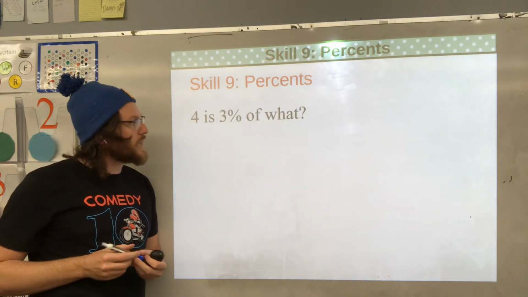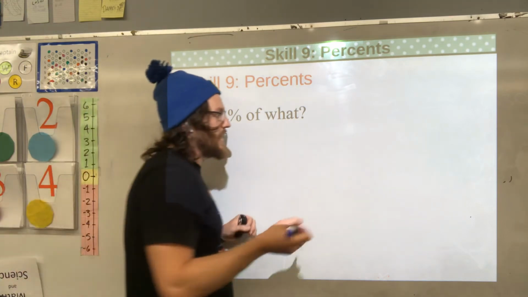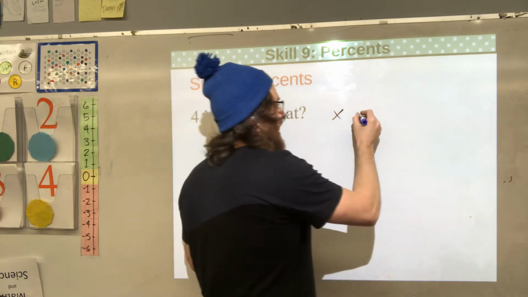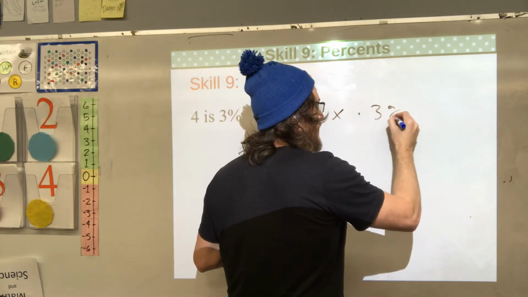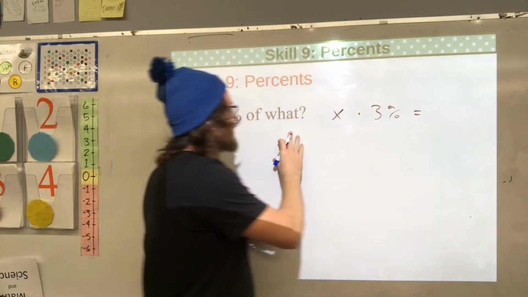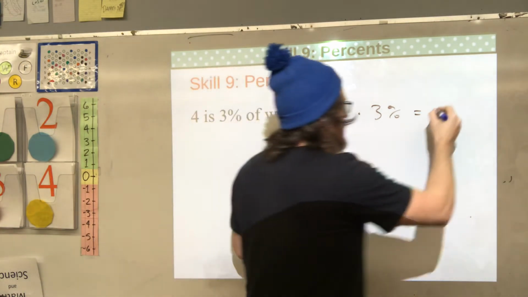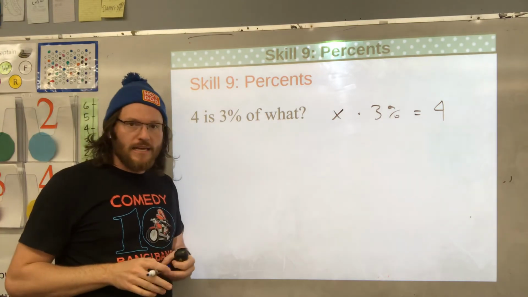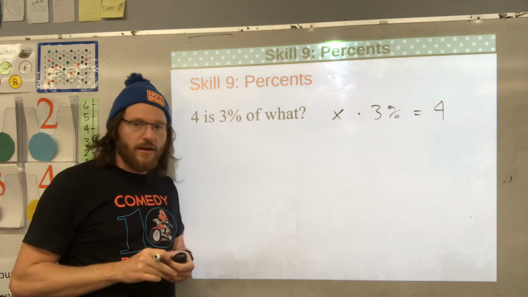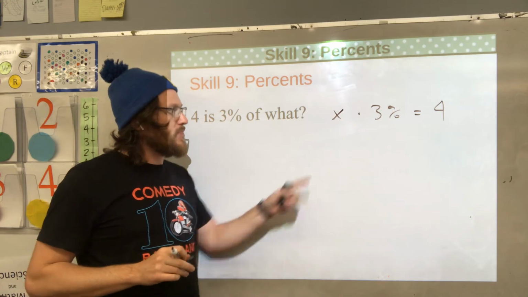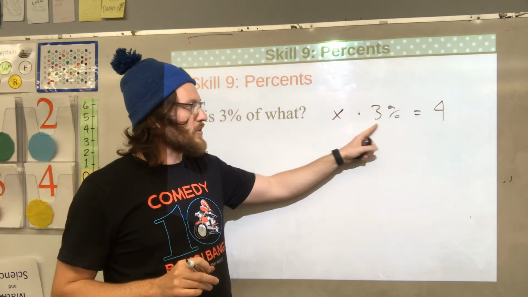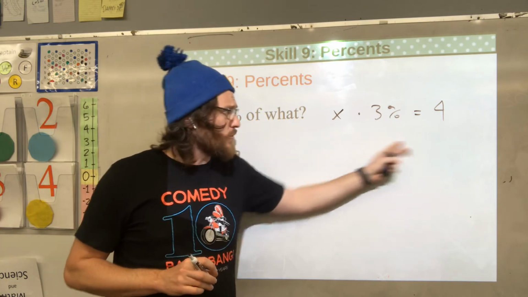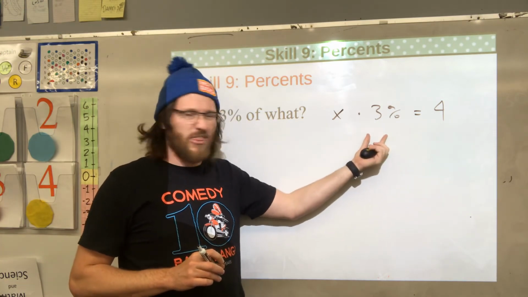Okay, so let's do one more. 4 is 3% of what? Okay, again, we don't know the number that we're starting with. It gives us 3%, and it tells us that the number that we get out the end is going to be 4. Okay, looking at this, 3% is really small, right? That's a very, very small amount. And to take 3% of this number and get 4, this number has to be quite a bit bigger than 4.